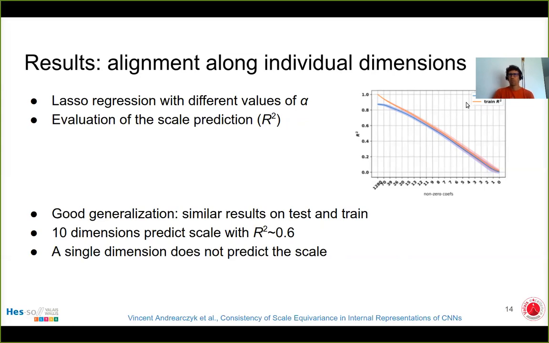With 10 out of 1,280 dimensions, we can predict the scale with R squared approximately 0.6, which is a good prediction. But we see that the scale is encoded as a combination of several feature maps. It is not a single feature map that contains all scale information, as the R squared is very low for a single dimension on the most right of the figure.